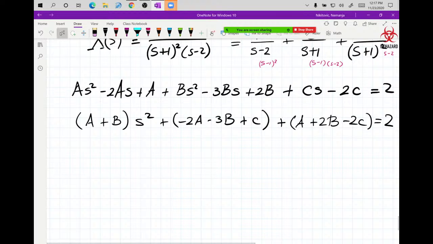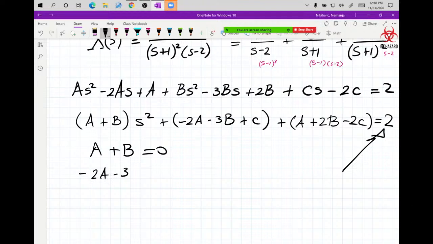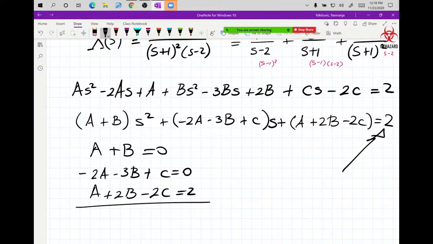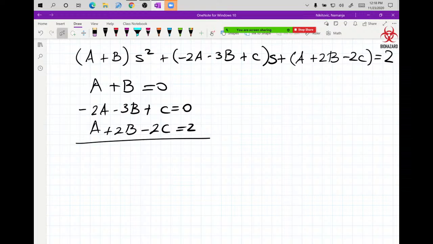All right. So now A plus B is 0 because there is no s squared term on this side. 2A minus B plus C also equals 0 because no s term. Oh, I forgot s over here. Oops. And finally, A minus 2B minus 2C equals 2. So when we equate coefficients of left and right, we get this.